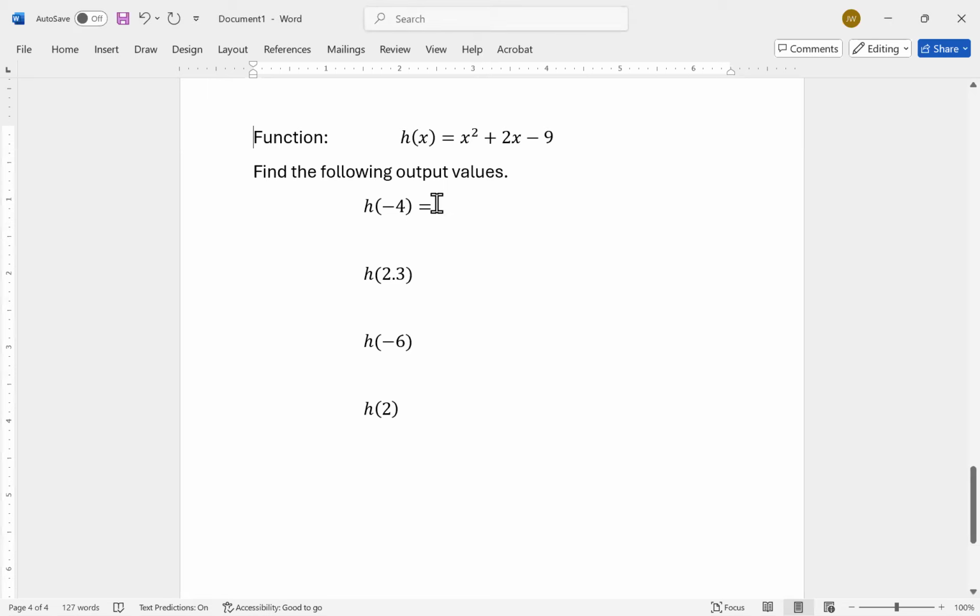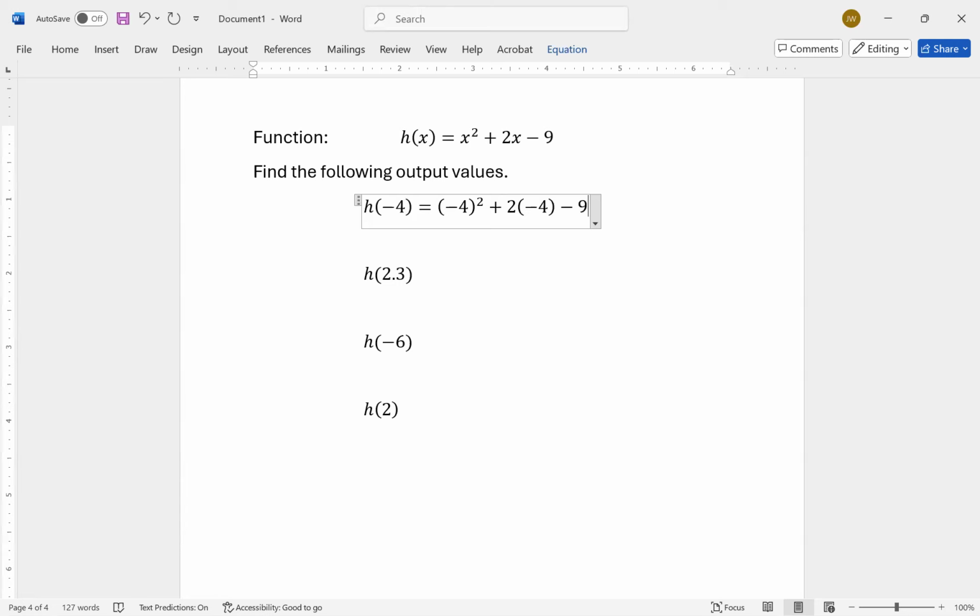All right, so I will do this pretty quick. Hopefully we have a good idea of what's going to come. When I input a negative 4 in for my x value, I have to take negative 4, square it, plus 2 times negative 4. In other words, I have to make sure that every x value gets replaced with a negative 4.